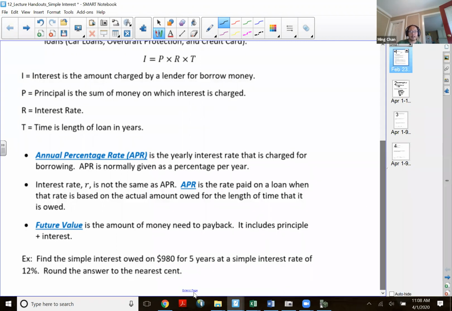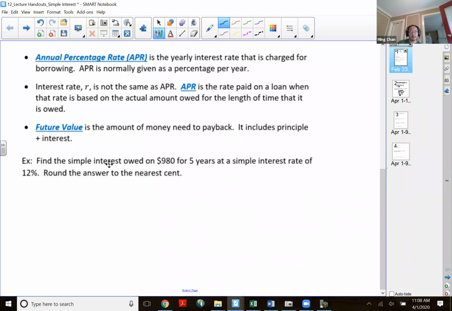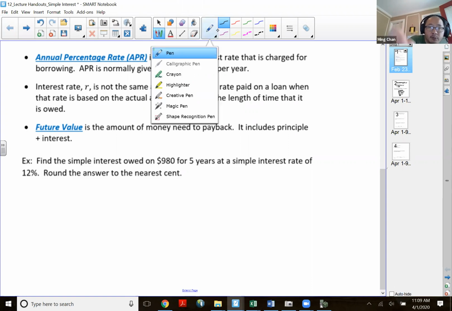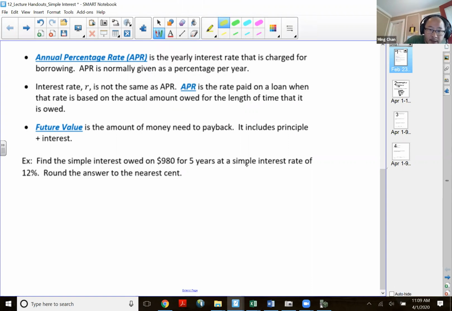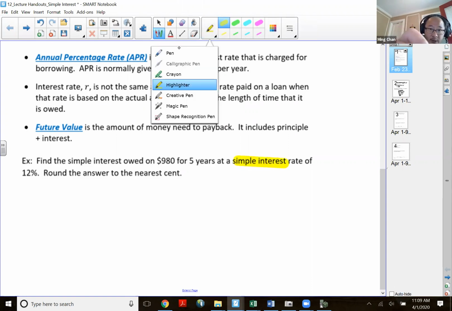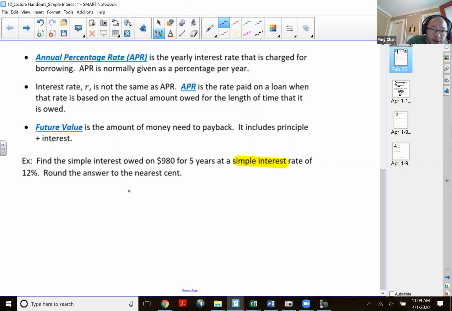All right, now let's take a look at some examples here. Find the simple interest. This question will make you find simple interest owed on a $980 loan for 5 years at a simple interest rate. I purposely wrote simple interest rate here, which tells us that we're going to use the simple interest formula.